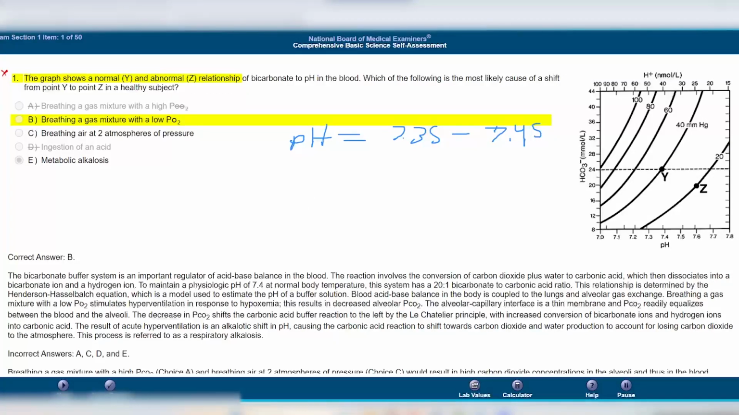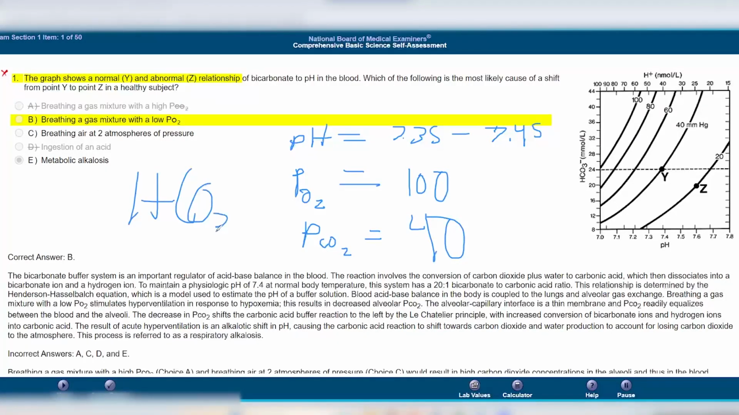How about the partial pressure of O2? I don't remember the exact value; I think I have to look at it. So I want you to remember these, because it's going to save you a lot of time. PO2 is 100. What's PCO2? 40. Good. And then bicarb, HCO3? I think that's 24. Yep.